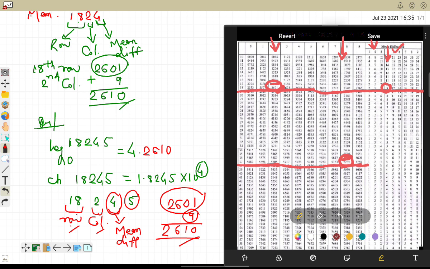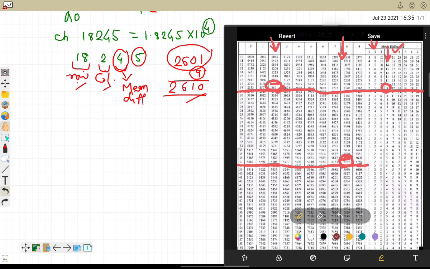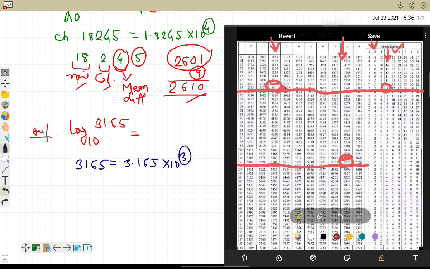One last question related to log: how can we find this value? If the question is given, find the value of log 3165 with base 10. So how can we find the value? First try to find the characteristic of 3165. 3165 can be written as 3.165 into 10 raised to the power 3. So P is equal to 3. So first write 3 here, point.